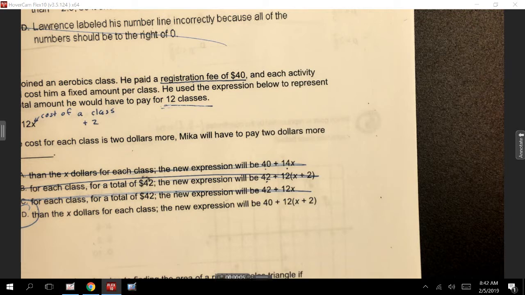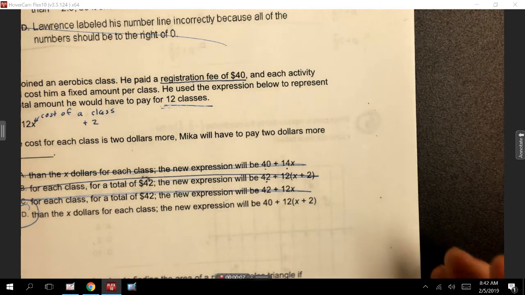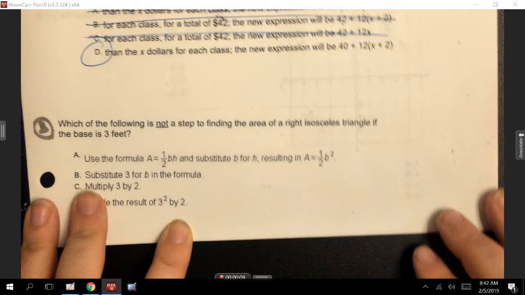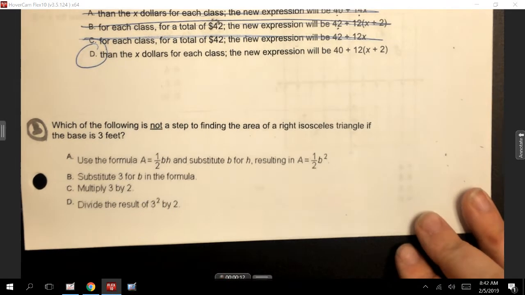On number 3 on our math workshop, make sure you're looking down at the bottom at number 3. Number 3 is a little bit tricky. I would really recommend drawing this out. Now remember, if I show work, you do need to make sure you have work on your paper.